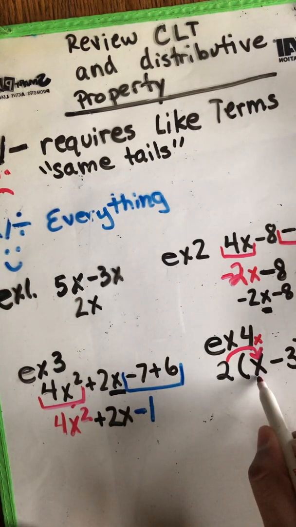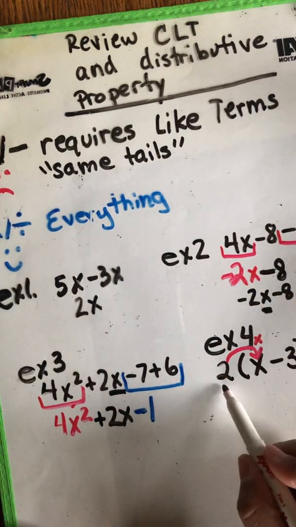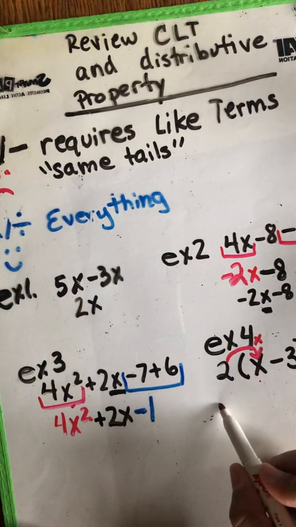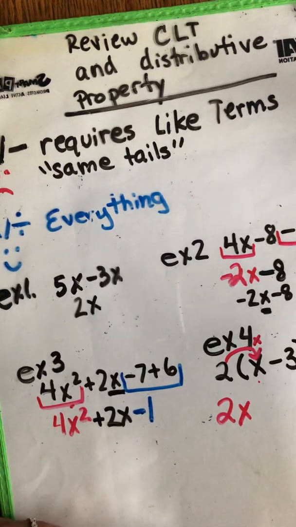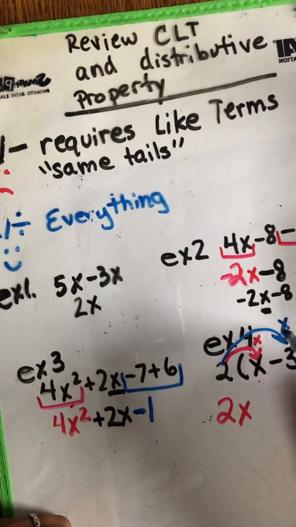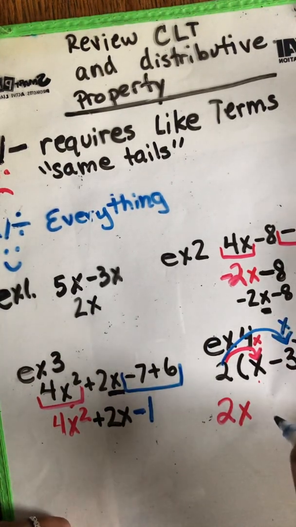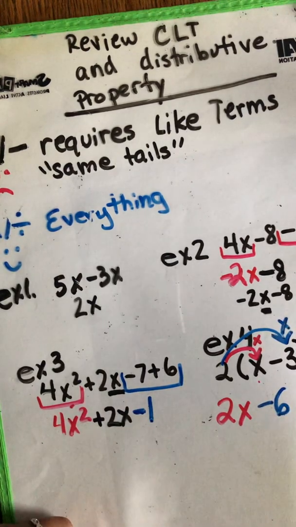So 2 times x, well, I'm allowed to multiply anything I want. Even though this is a number and this one is a variable, 2 times x is 2x. You can multiply anything you want. And then I could do 2 times negative 3. I'm going to multiply that. 2 times negative 3 is a negative 6. Negative 6 is the same thing as a minus 6 when we do these.